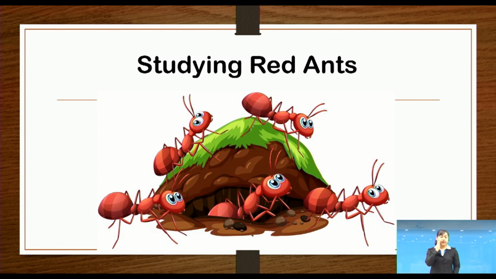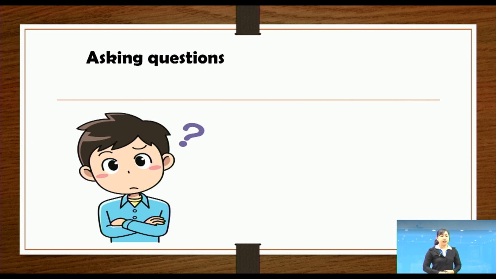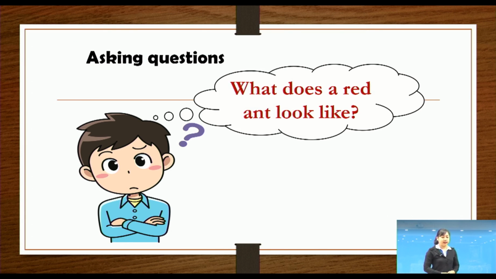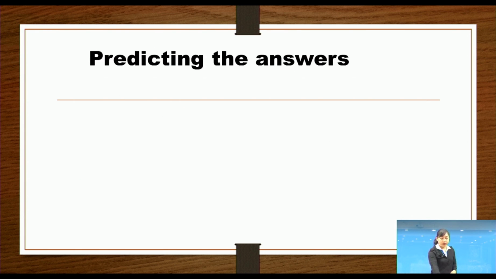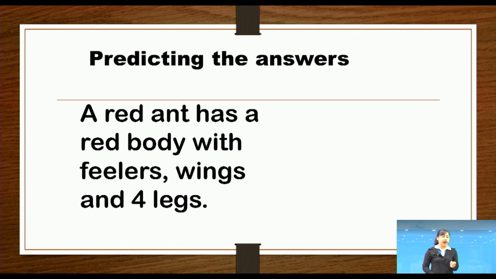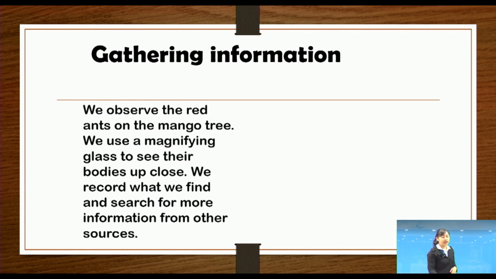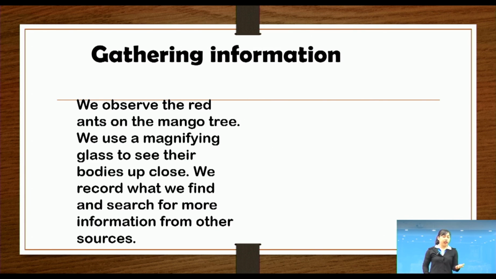For example, we study the red ants. The first thing to do is to ask a question about the red ant. What does a red ant look like? And then we predict the answer. A red ant has a red body with feelers and wings and 4 legs. The next one is to gather the information. We observe the red ants on the mango tree, and we use a magnifying glass to see their bodies up close. We record what we find and search for more information from other sources.